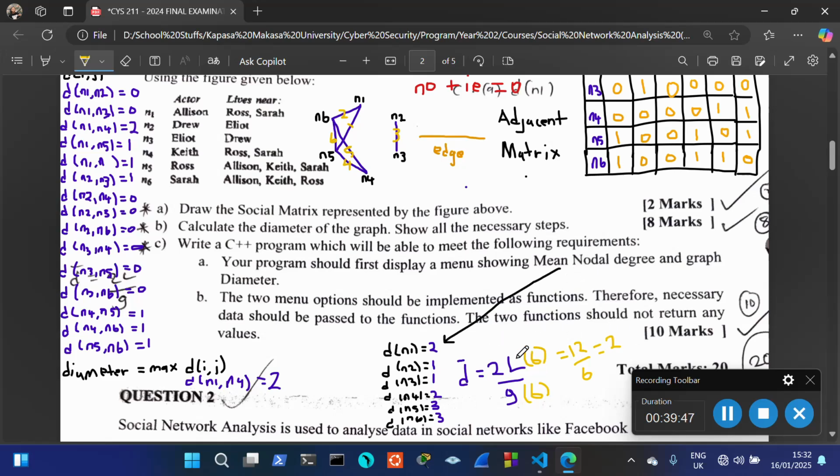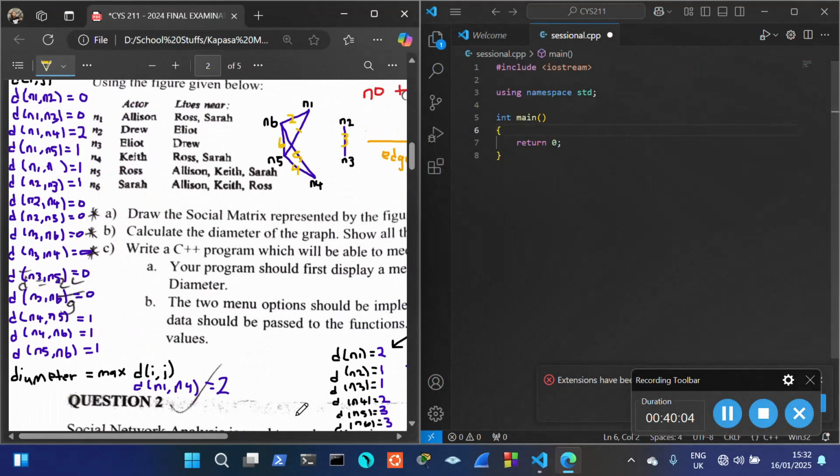Now we want to apply these things in C++. No wonder I'm trying to explain mean degree before we go to C++, and then graph diameter. For diameter, we already know what's happening, so there's no need for me to explain. So again, we separate our screens, we start.